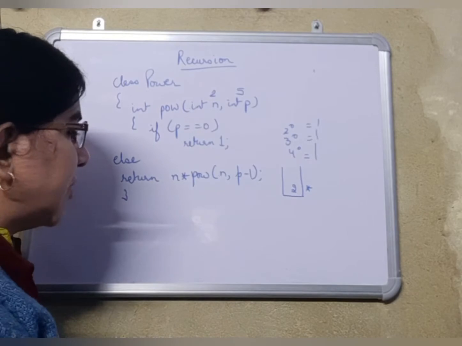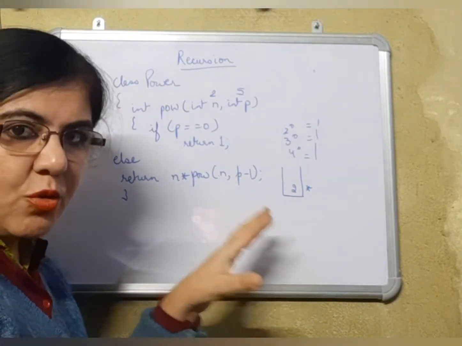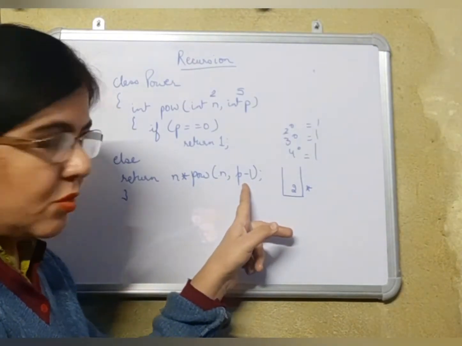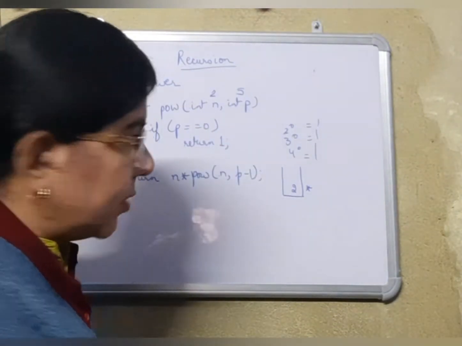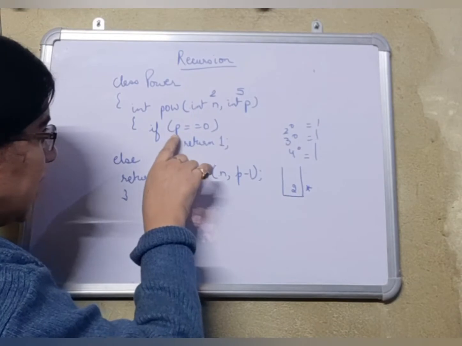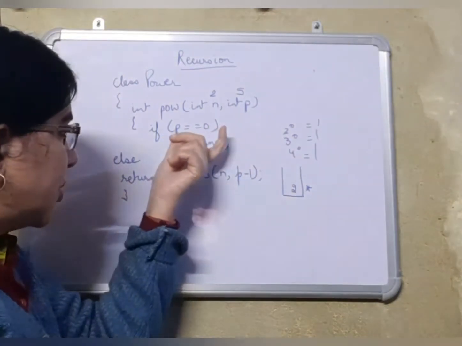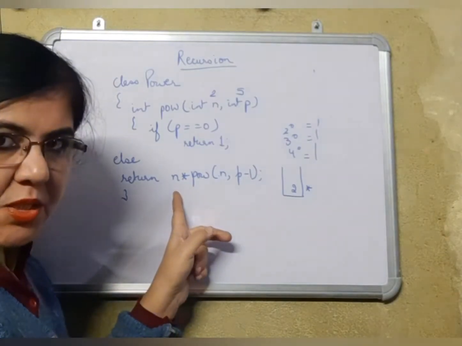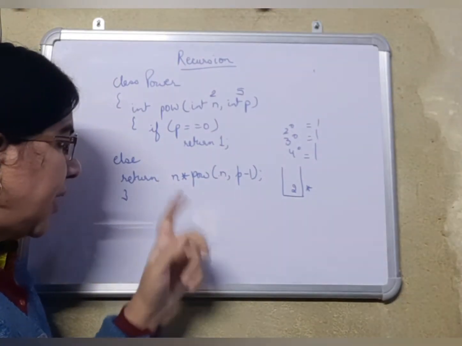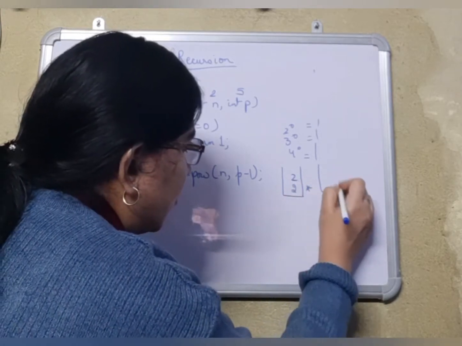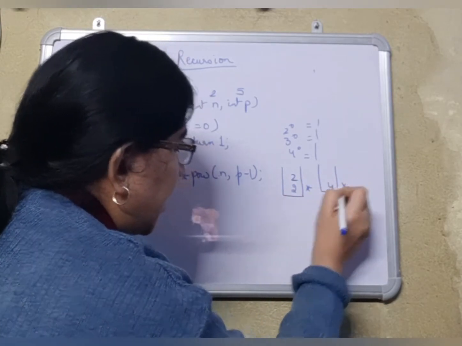Pow will call itself recursively and send the value of 2 as it is, but the power now will decrease to 4. So now the value of P has become 4. Coming inside, P is equal to 4. Is 4 0? No. So it will come inside to the recursive function, and n into means again 2 will be placed in the stack memory. So 2 into 2 will become 4 presently.